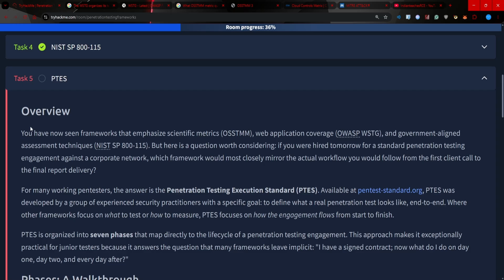Overview. You have now seen frameworks that emphasize scientific metrics, web application coverage, and government-aligned assessment techniques. But here's a question worth considering. If you were hired tomorrow for a standard penetration testing engagement against a corporate network, which framework would you closely mirror for the actual workflow you would follow, from the first client call to the final report delivery?